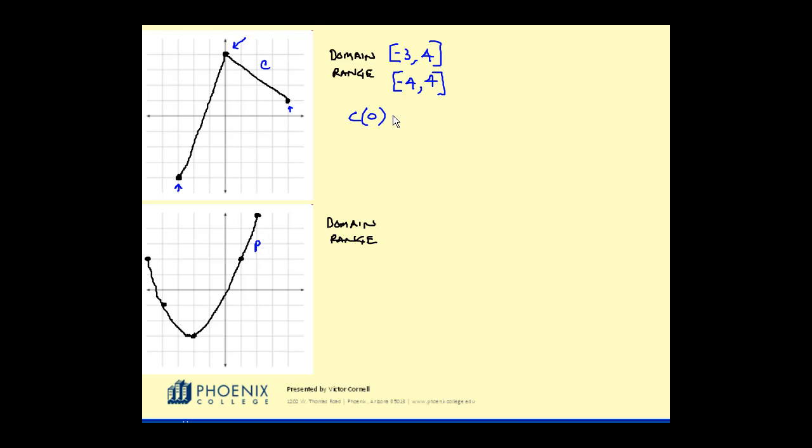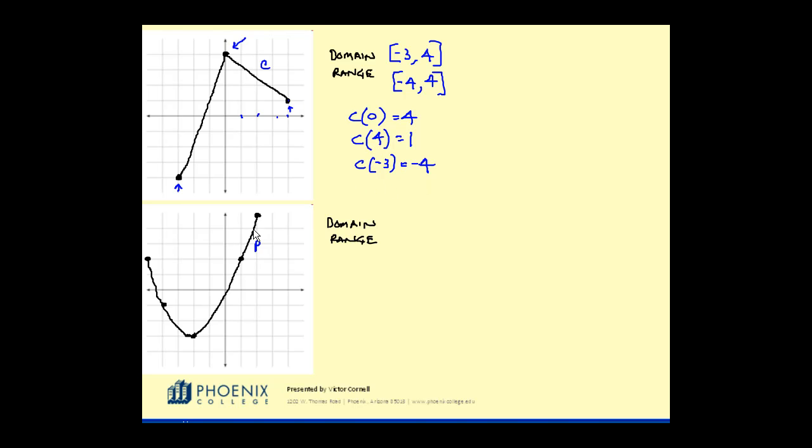Now let's look at function notation. What is C of 0? So if you input a 0, what's your output? How about C at 4? 1, 2, 3, 4. When x is 4, y is 1. How about C of negative 3? When x is negative 3, 1, 2, 3, y is negative 4.